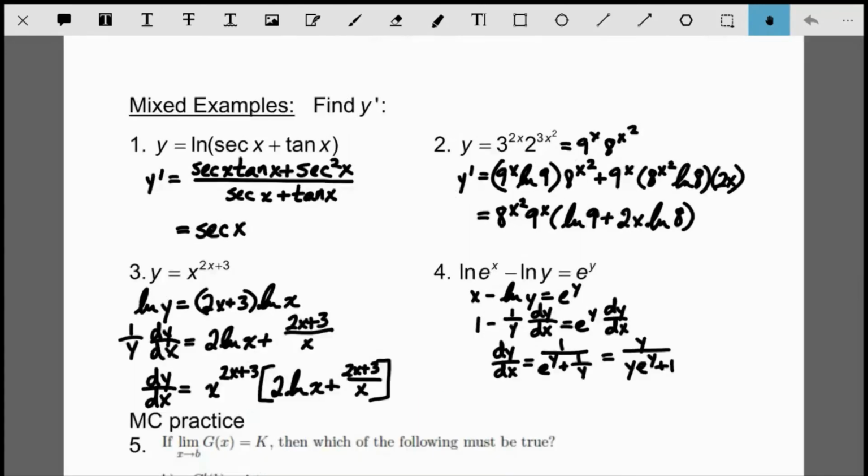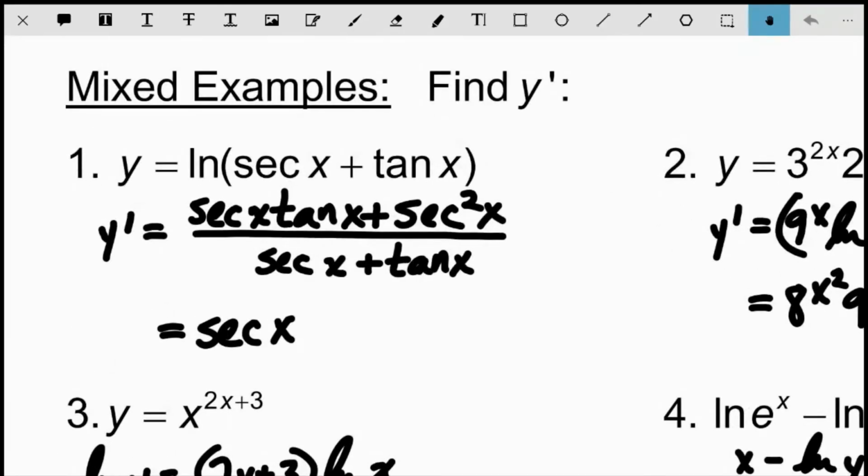All right, and then on this last page, these were a little bit harder. We have natural log of secant x plus tangent x. So it's 1 over u times du dx. The only thing that's harder here is you have to remember your trig derivative rules. But this one actually simplifies down. So my 1 over u was 1 over secant x plus tangent x. My du dx was secant x tangent x plus secant squared x. And then if you notice here, you can factor out a secant from the numerator and you'll get a secant x plus tangent x, and it'll simplify down.